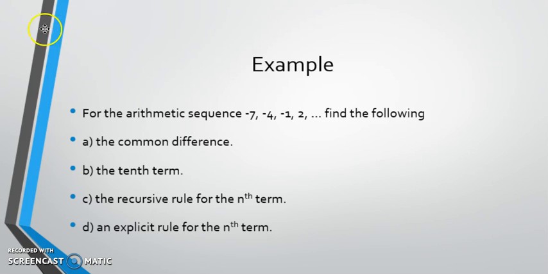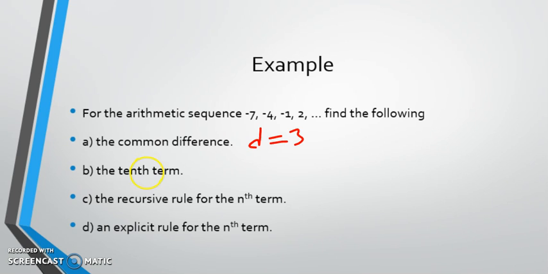So here's the first example. They've given us a sequence, and I can see from looking at this, it goes from -7 to -4, so it appears to have added 3, and then it appears to have added 3 more, and then it appears to have added 3 more. So right off the bat, I can confirm that this is in fact an arithmetic sequence because it's adding the same number over and over and over again. The number that it's adding is a positive 3. So that's D.